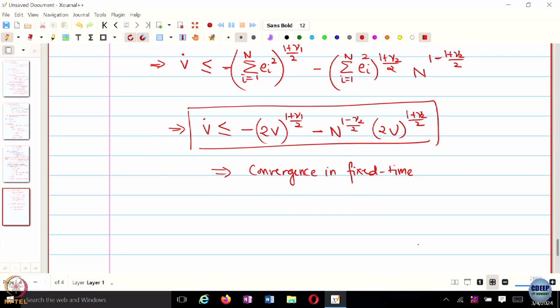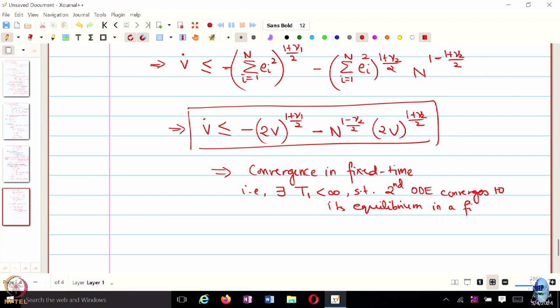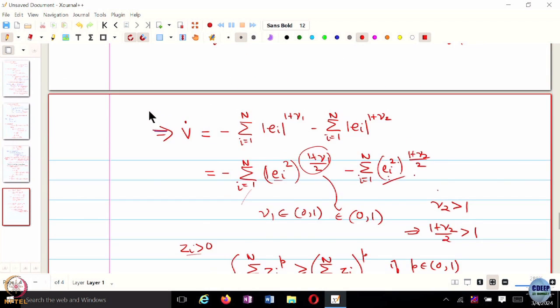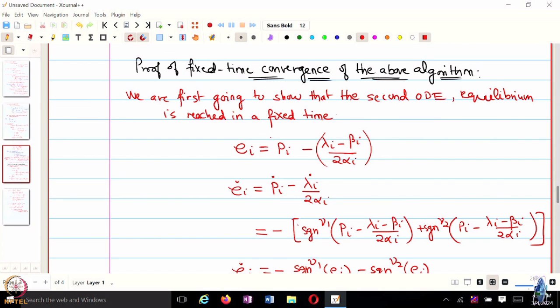That means there exists some finite time T1 such that the second ODE converges to its equilibrium in a fixed time, T less than or equal to T1. So after time T1, we know for sure that this constraint is always satisfied, or e_i is always 0.